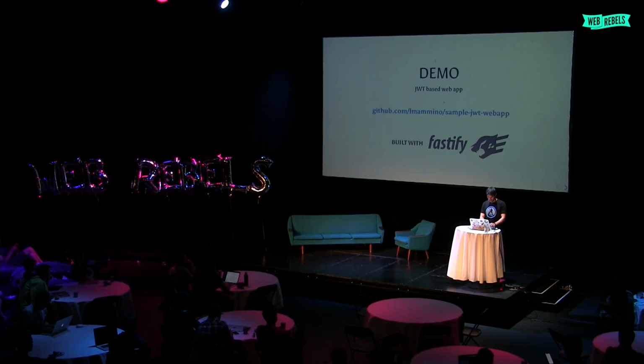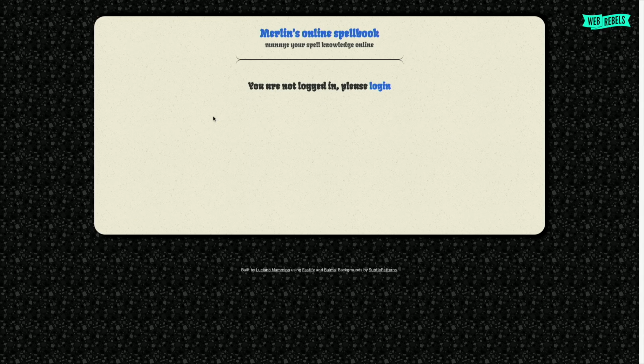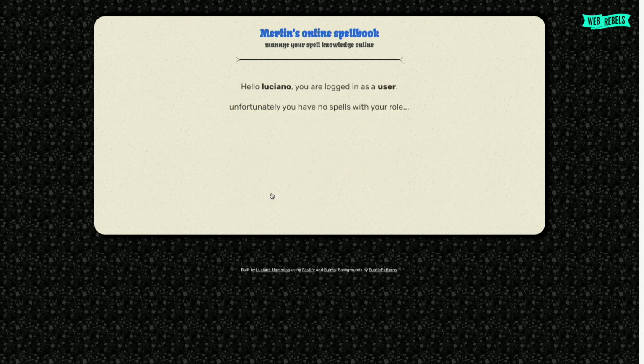So let's go to this page. Okay, so we have this amazing website, Merlin Online Spellbook, where basically you can manage your spells online, right? But you need a login for that. So let's try to log in. Okay, I logged in as a user. I am Luciano there in the system, but the system is telling me, yeah, you are just a normal user. I'm not going to give you any spell. You see a nice page, but that's all you can do, right?